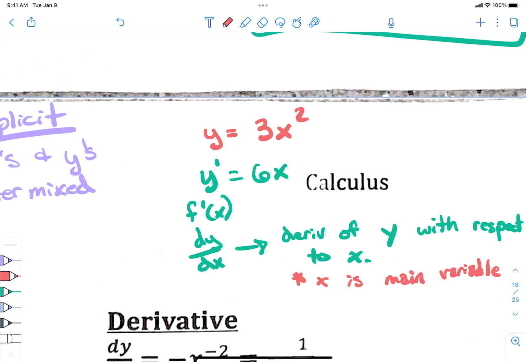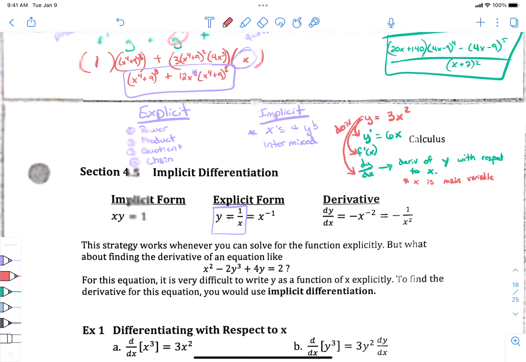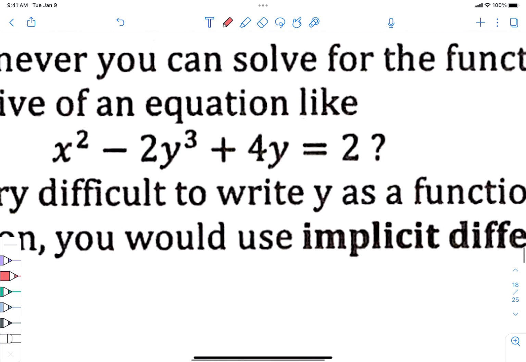So in other words, y prime is the derivative of y, right? Or f of x prime is the derivative of y, or dy dx is the derivative of y. Does that make sense? Yeah. Okay, those are the notational things that we use, okay?